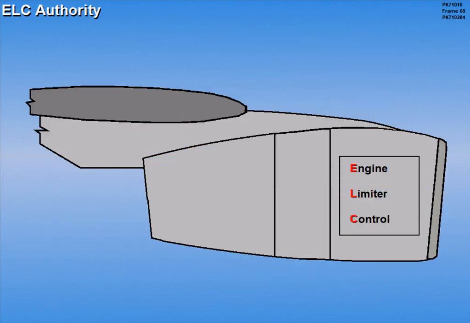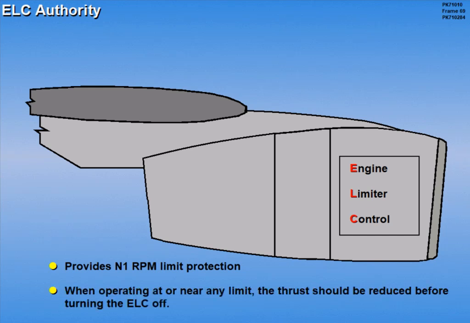The thrust control system also includes an electronic ELC, or engine limiter control unit. Each engine ELC is powered by dual dedicated generators. The ELC provides N1 RPM limit protection. When operating at or near any limit, the thrust should be reduced before turning the ELC off. Otherwise, a momentary overspeed condition could develop.